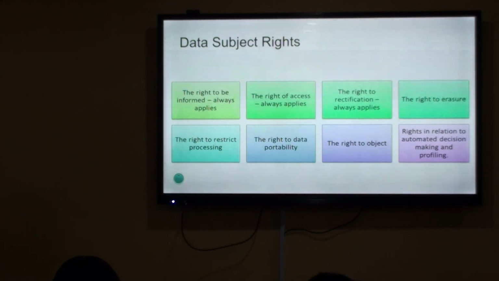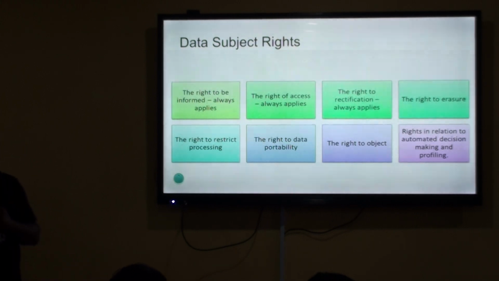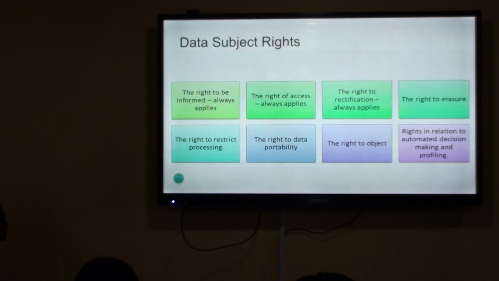Do you know what that means? Do you know the implication of that? Right to erasure. They have the right to come to you to say, every data you have of me, delete. Yes.